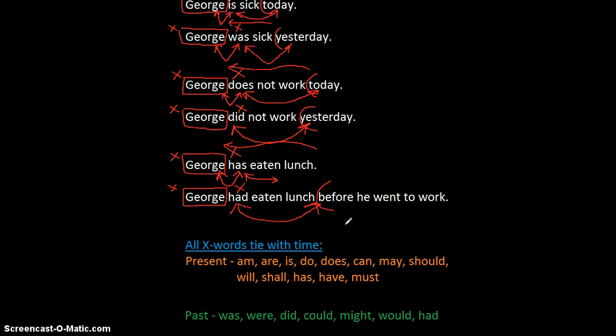We're going to see that all X words tie with time. There's 20 X words. Each X word ties with time. For example, X words that tie with the present: am, are, is, do, does, can, may, should, will, shall, has, have, and must. Those 13 X words tie with the present. The other 7 X words all tie with the past: was, were, did, could, might, would, and had.